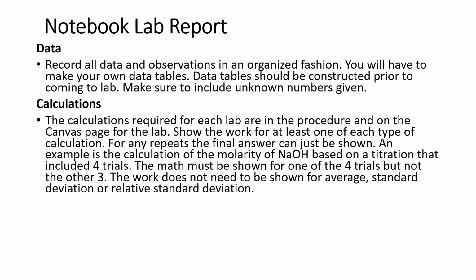So you don't have to show the work for trials 2, 3, and 4. You do have to show your final answer for those. So if you have to do multiple trials, show the work for the first trial and then do the work. You can just do it in your calculator, or you can show the work in your lab notebook. It's not going to hurt anything if you do. But you are required to show the calculation for every type of calculation you're doing once.